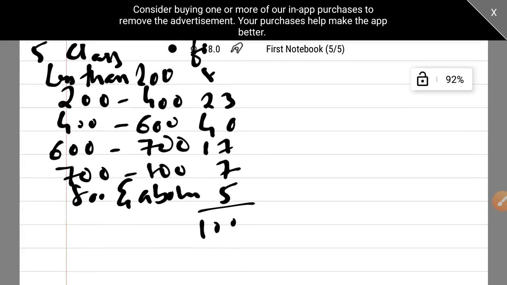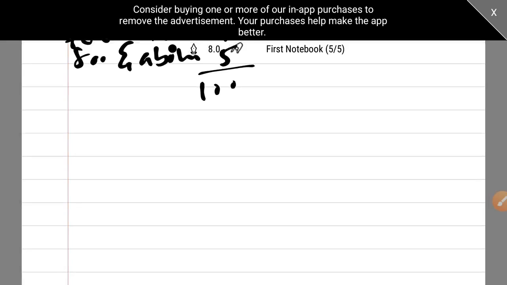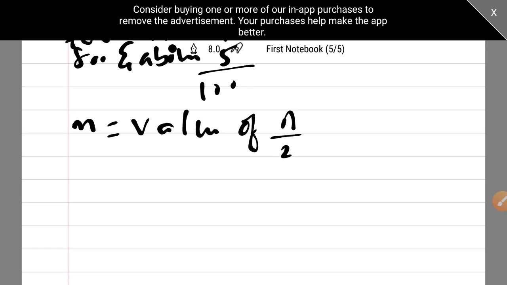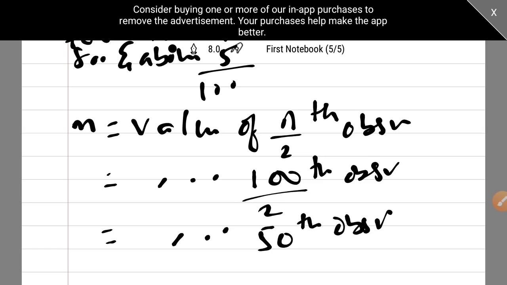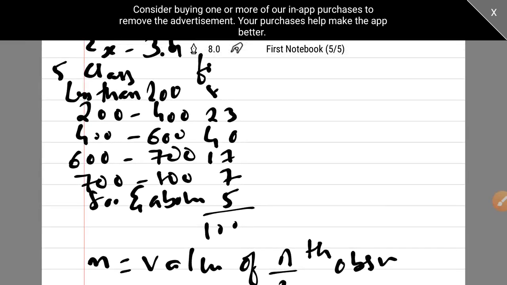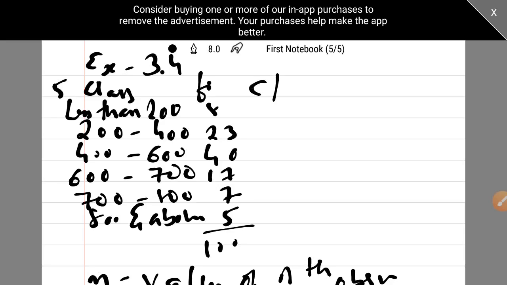Now we'll be doing our median. How will we solve? I taught you that we'll be doing it in some steps. First step is to find this. Median is the value of n upon 2th observation. Now n is what? It is 100. So it is 100 upon 2th observation. Now 100 upon 2 is 50. So it is the value of the 50th observation. Now this 50th observation you need to find in CFI. How will you find it in CFI?